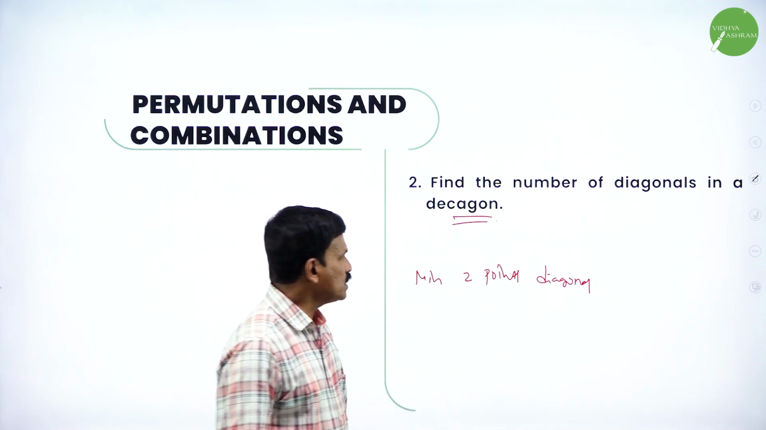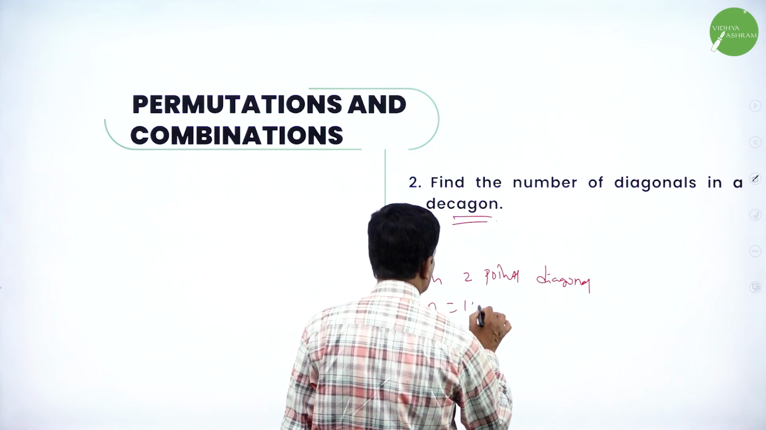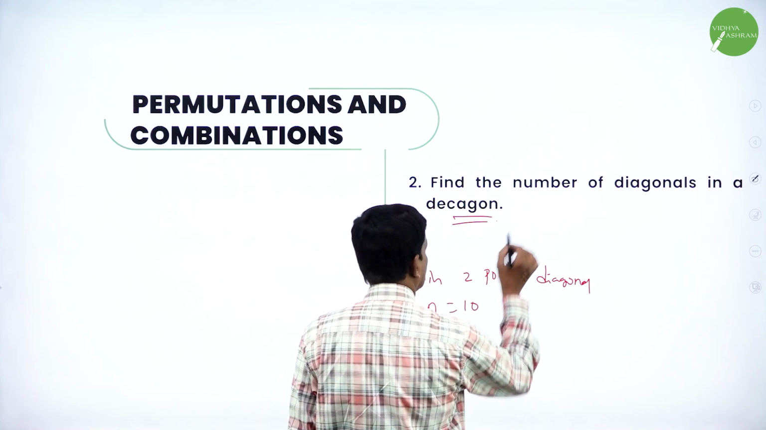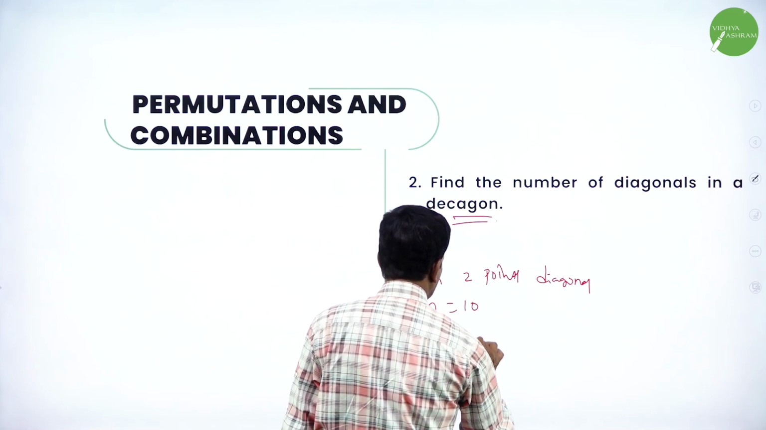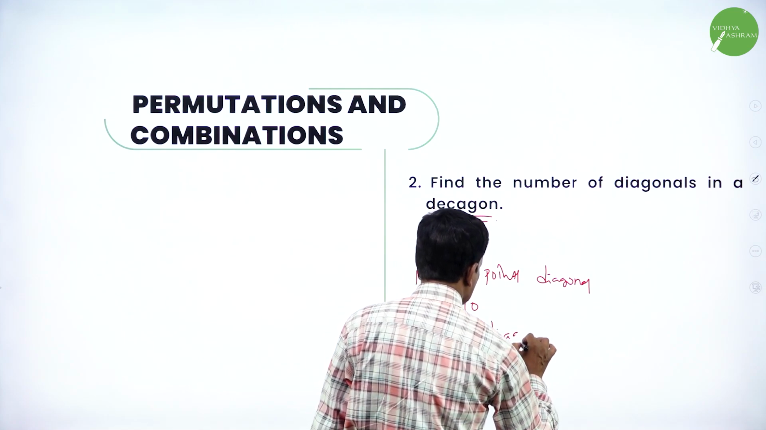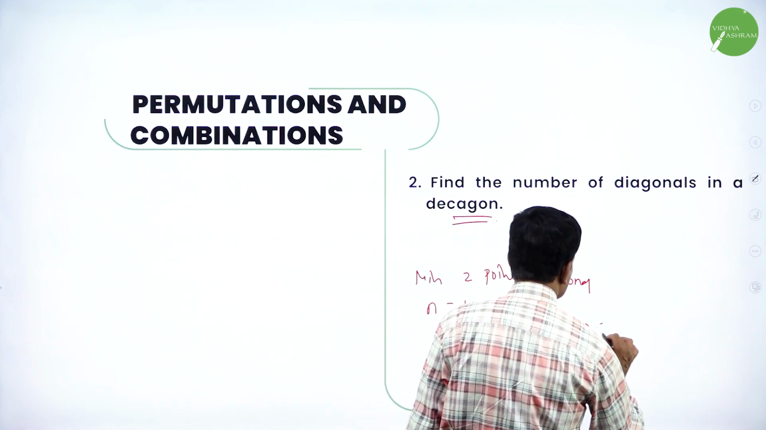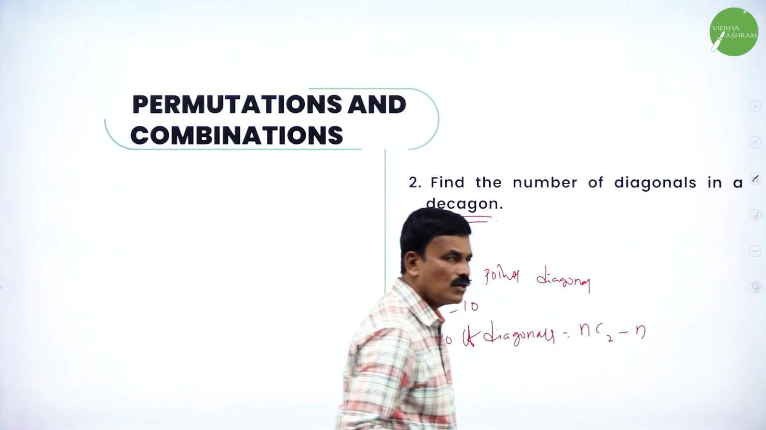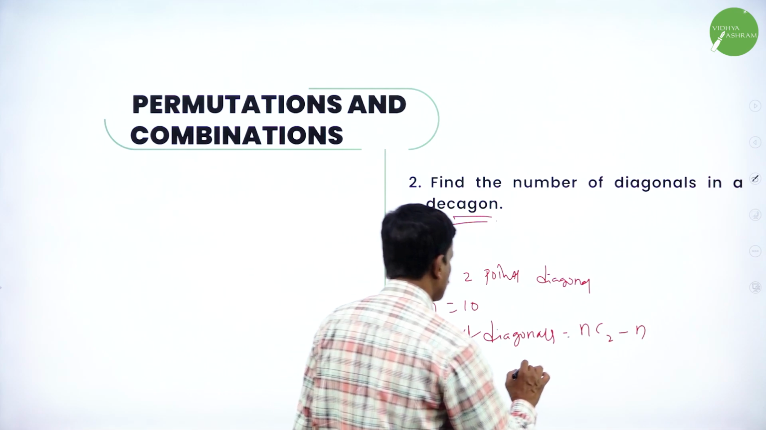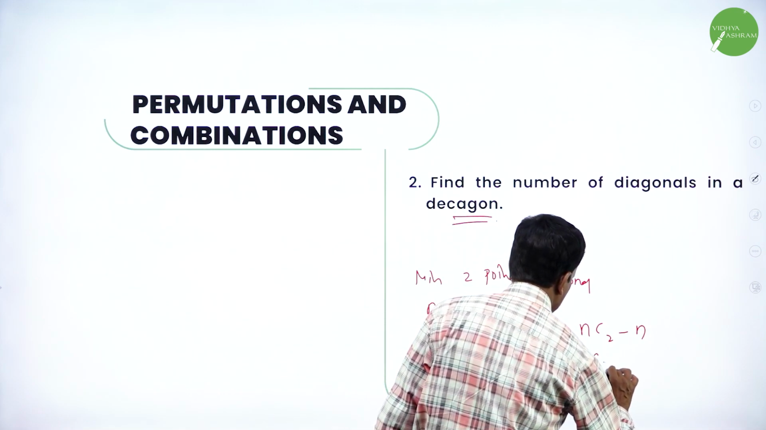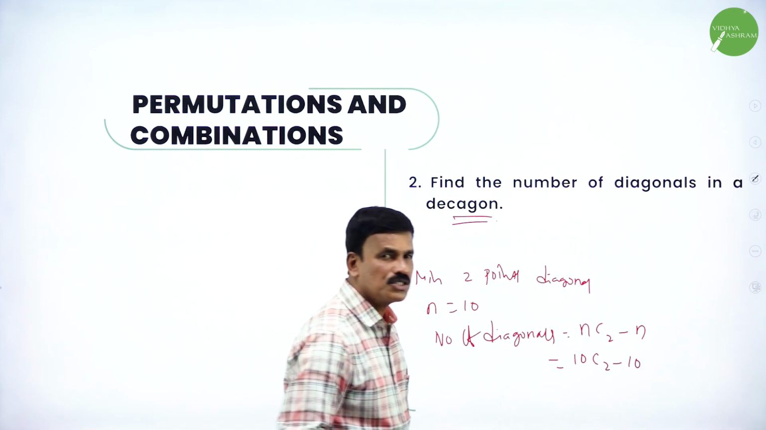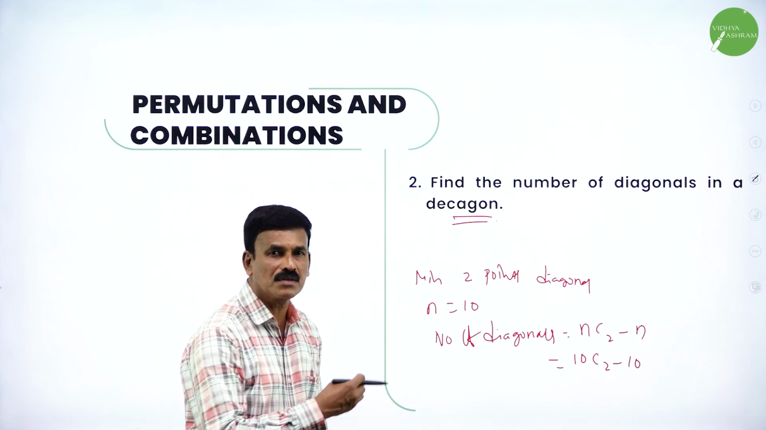So decagon means here the number of sides n is equal to 10. There is a formula for this. The number of diagonals is equal to nC2 minus n. What is n here? n is equal to 10. So 10C2 minus 10 will give the number of diagonals of a decagon.